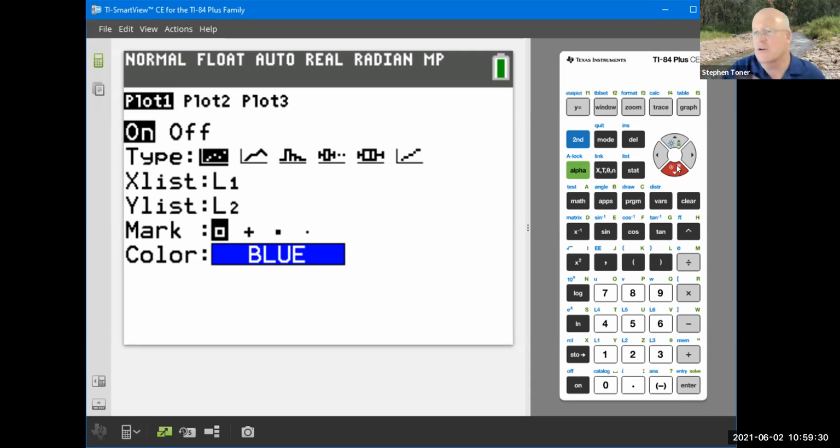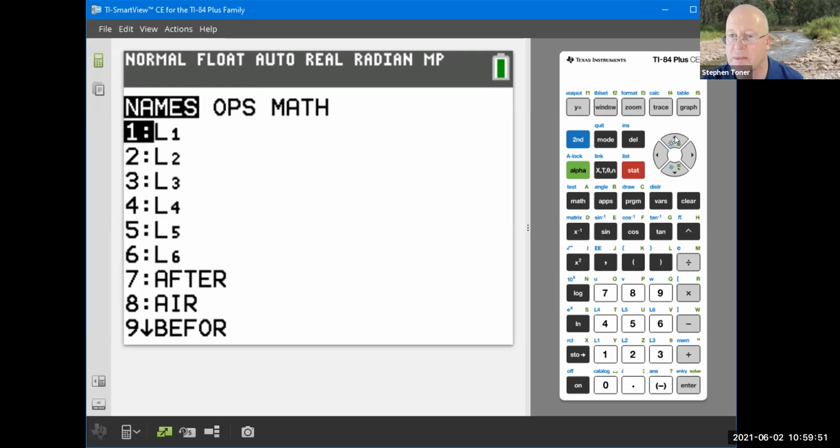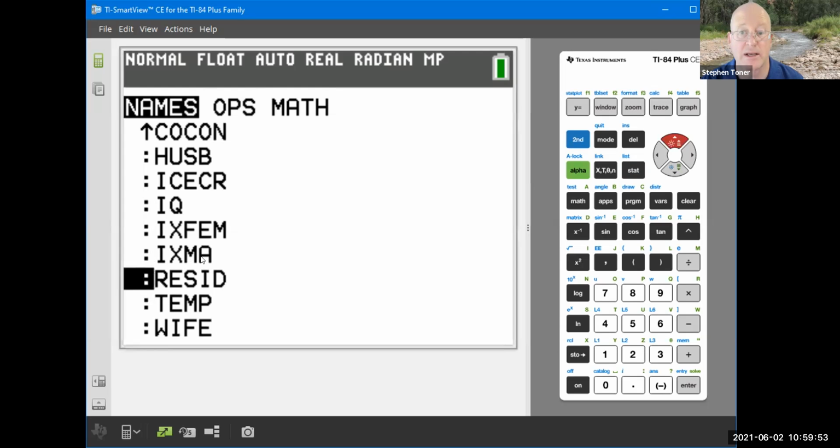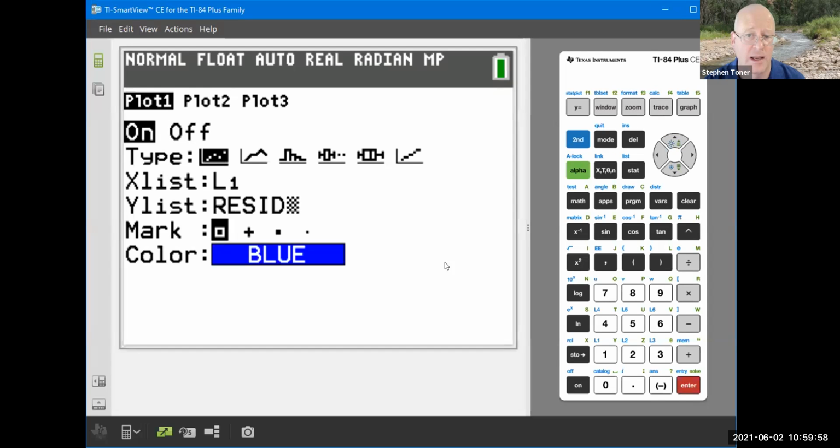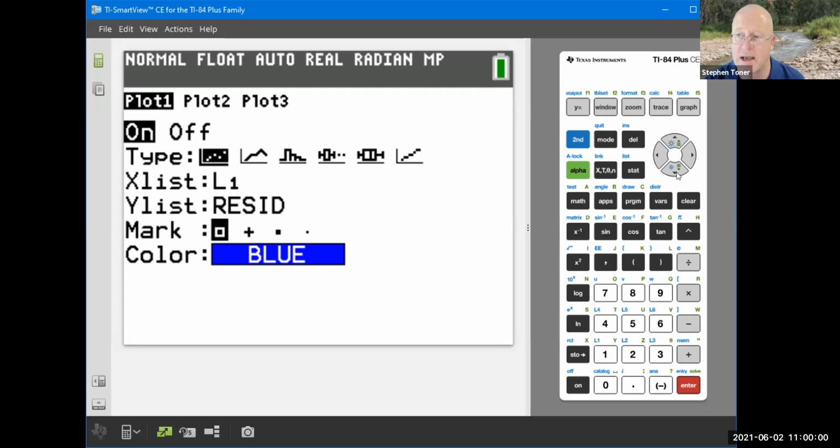You may say, I never created a list for residuals, but the calculator did it for you automatically when you actually found that regression equation. It's automatically done for you. So you are going to hit second list, and you're going to scroll through your list. I'm going to go up from the bottom of mine, and there's my list called residuals. When I hit enter, now that word residual is there, and now I'm going to hit zoom 9.